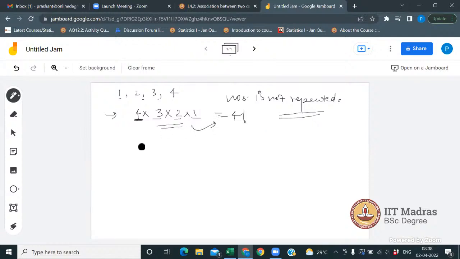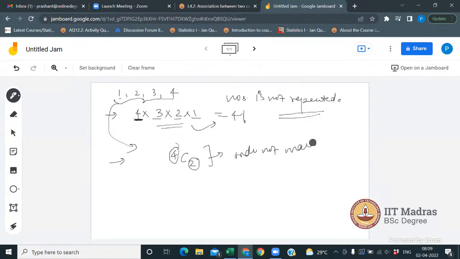And combination is something used when you have to choose. For example, you have these 4 numbers, and I am saying you have to choose 2 numbers. So you can choose in 4C2 ways. Out of 4 you have to choose any 2 numbers, and in combination, order does not matter.